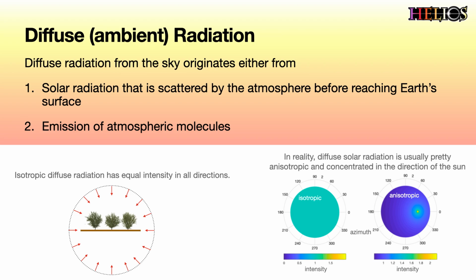If we're talking about solar diffuse radiation, it is usually highly anisotropic. It's usually concentrated in the direction of the sun. If we have very cloudy conditions, it will approach more of an isotropic distribution. But for clear sky distribution, it's going to be very anisotropic. And Helios has a model for specifying that angular distribution of that diffuse solar radiation.